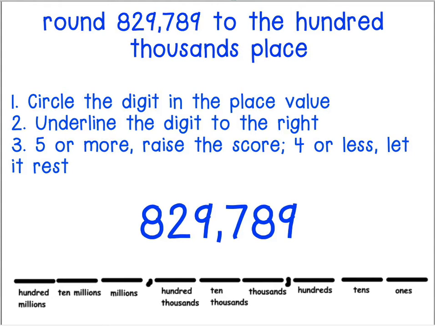829,789, and we're supposed to round it to the hundred thousands place. So, first step, find the number, which is the 8 is in the hundred thousands place. Look next door, and our next door boss is our 2. Now, 5 or greater, we raise the score. 4 or less, we let it rest.